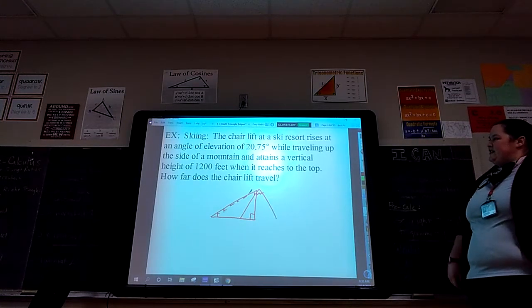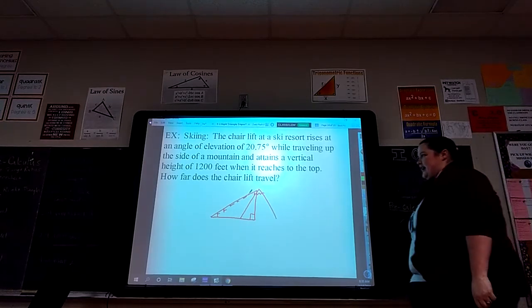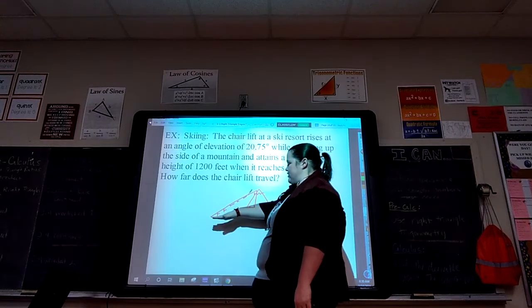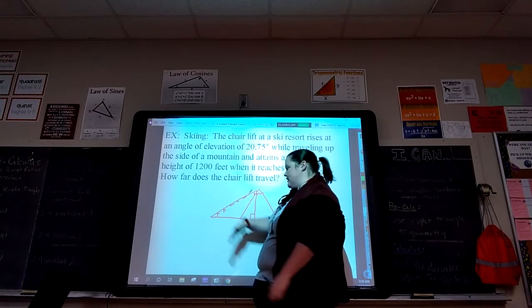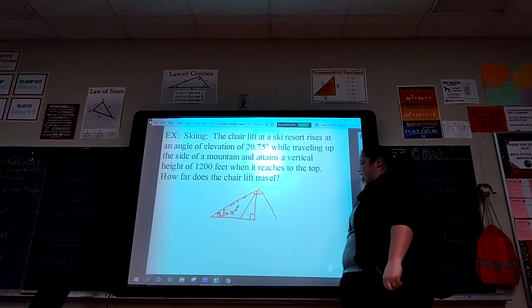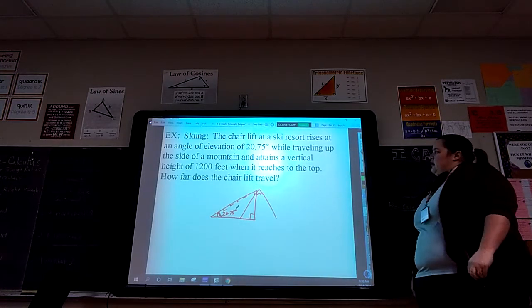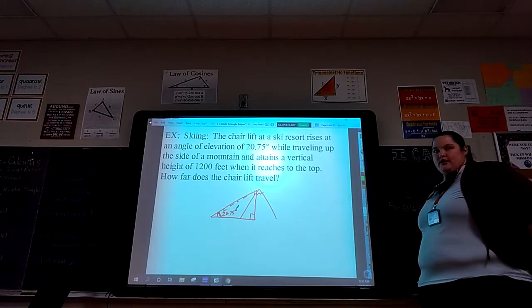So the chairlift, its angle of elevation is 20.75. Like I said, where we get angle of elevation and depression is a horizontal distance rotating up towards an object. So the angle that I have is this one down here at 20.75 degrees. Okay. While traveling up the side of the mountain, it attains a vertical height of 1,200 feet.